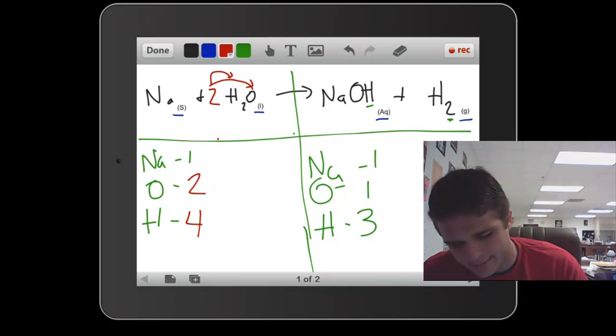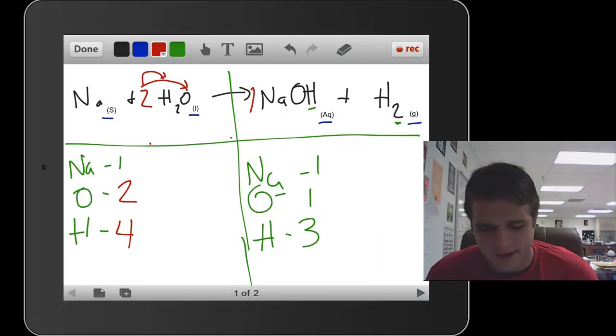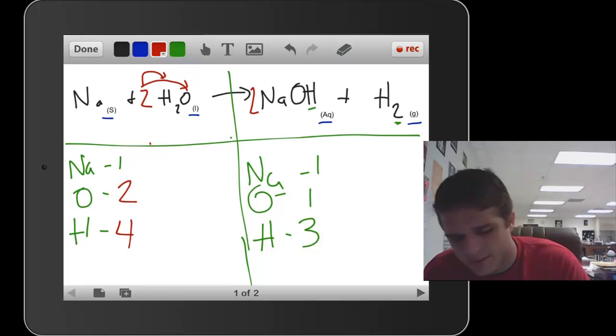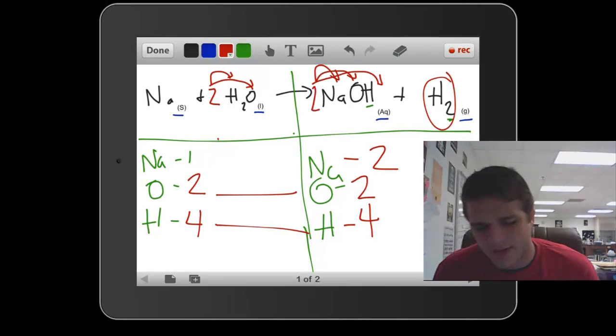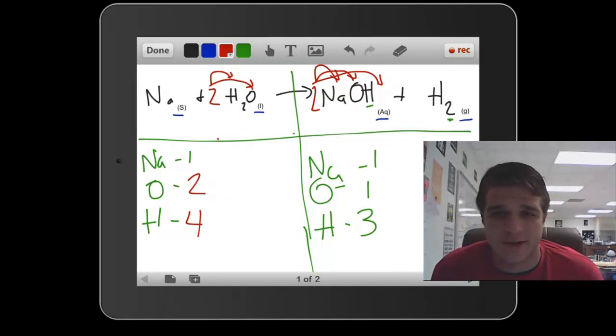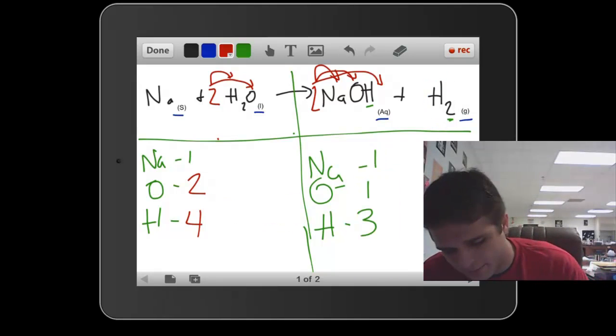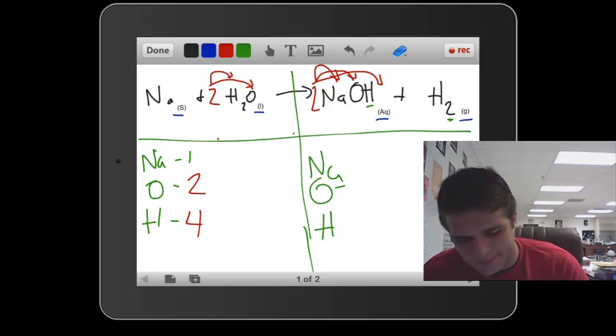We could make this really easy by putting a big 2 in front of sodium hydroxide, okay? Now, that's going to distribute to everything, the sodium, the oxygen, and the hydrogen, okay? They all have 2 units of each other now, okay? So, that's going to change up our number of elements once again.